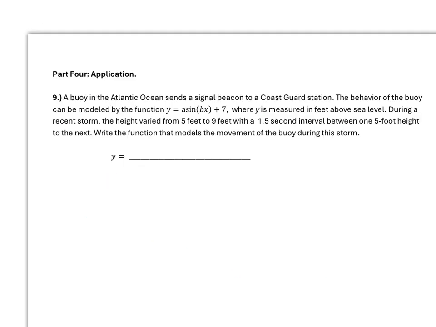Okay, last you're going to see one word problem, which will be something similar to this. Not exactly this, and obviously different numbers, but you need to have an idea how to write an equation from a word problem. So this is: a buoy in the Atlantic Ocean sends a signal to a Coast Guard station. The behavior of the buoy can be modeled by this function, so that's going to be important. Where y, the height, is measured in feet from 5 feet to 9 feet, with a 1.5-second interval between one 5-foot height and the next.